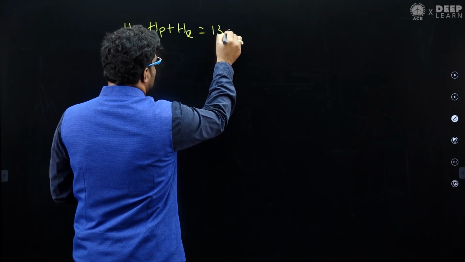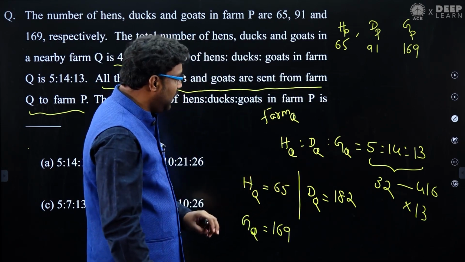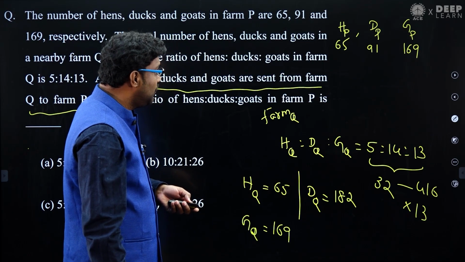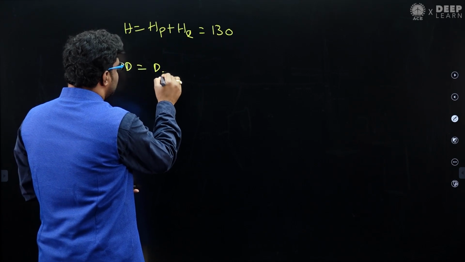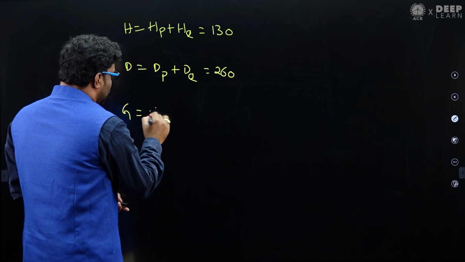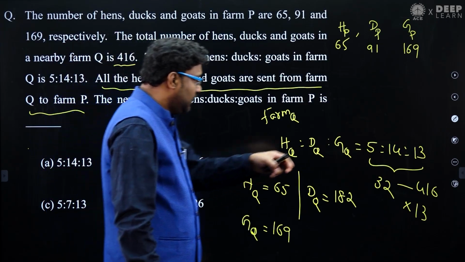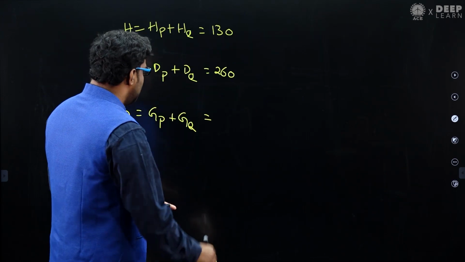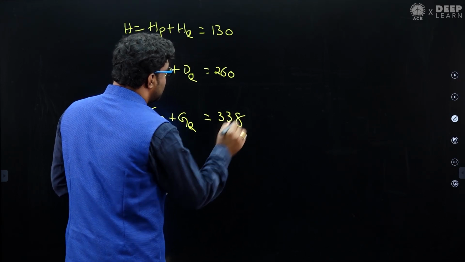Together I think it's 130. You just see that. Yes, this is 65 and 65, 130. Here 169 and 91, you will get 260, right? Fine. So ducks is 260 actually. Then how many goats is there together? We'll just go with the normal procedure, then we'll see. 169 there and here also 169. So if you add those two, double for that, hope you got 338.